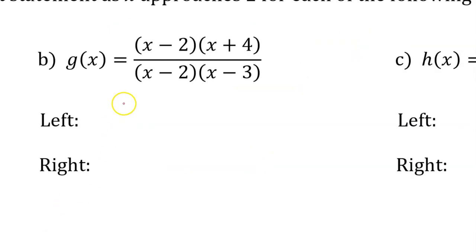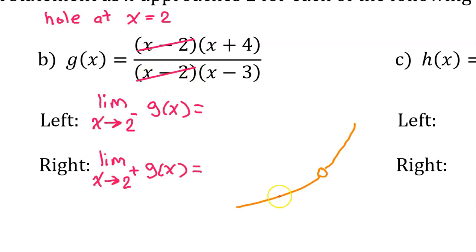Part B. First, ask yourself, do we have a vertical asymptote or a hole at x equals 2? Since the factor x minus 2 cancels out completely, we will have a hole at x equals 2, not a vertical asymptote. As a function approaches a hole from the left or from the right, the value of the function is not approaching positive or negative infinity, it's approaching a constant, the same constant from the left and the right.